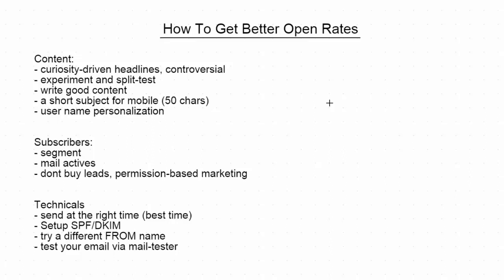The last thing I need you to focus on is the technical side of things. Number 1, send an email at the right time. Mailvio has a feature where you can choose to send an email at the best time. Use that and make sure that you're able to send an email at a time where a subscriber is more likely to open it and take action.